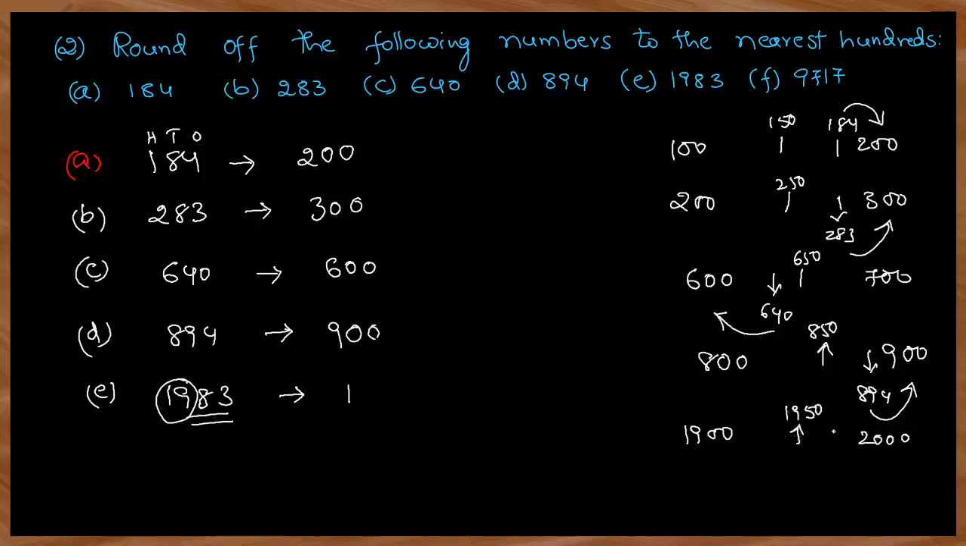But this number is 1983, which is nearer to the 2000. That's why this 1983 is nearer to the 2000. Here you have to remember this.